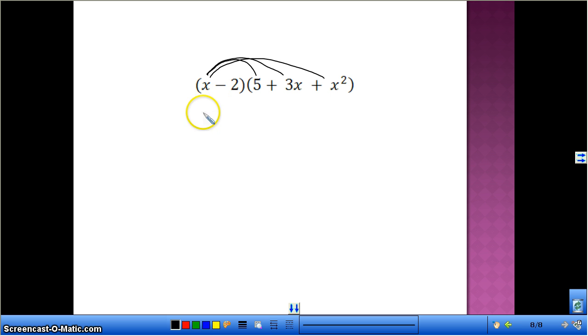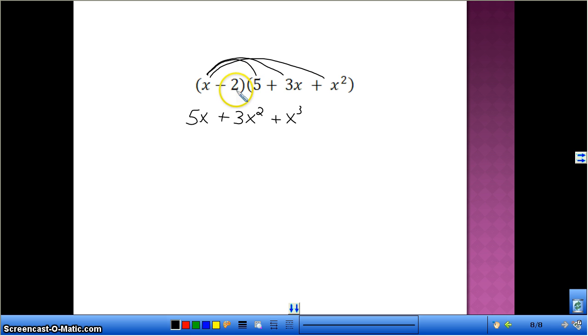I'm going to multiply everything by x right now. So I'm going to have 5 times x, which is 5x. X times positive 3x is going to give me 3x to the second. Okay, be careful here. You really have to pay attention to your rules. And then x times x squared is going to give me a positive x to the third.